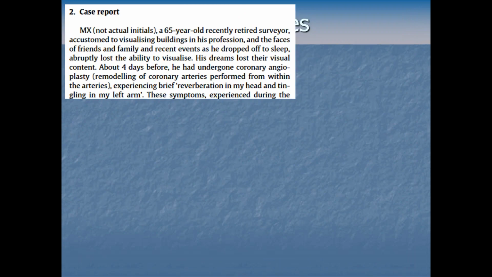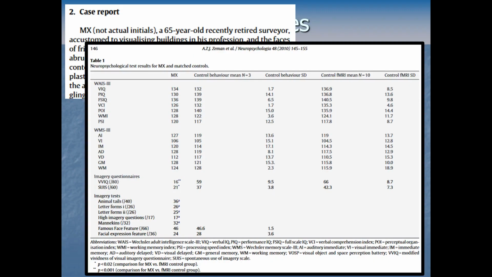So in this article, in this case study, the authors describe his background, the cause of things, the surgery he had, and then the symptoms he had and his experience since, like what he's able to do and not able to do, how he describes it. So it has a lot of that narrative in-depth detail about his life. But it also has data like what we see in this table.